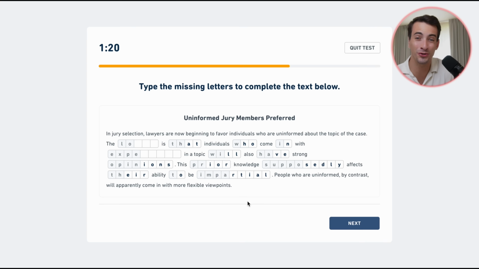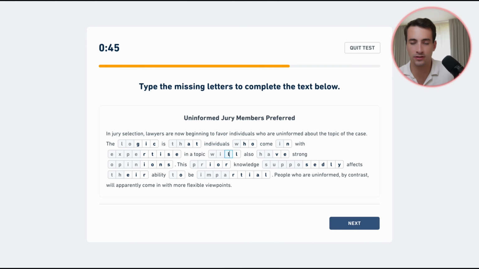All right, so there were two that I didn't get the first time. So the first is, the blank is that individuals who come in with blank in a topic will also have strong opinions. This one is logic, okay, the logic. That means the thinking behind something, the reason behind something, the logic behind something. Is that individuals who come in with, I wanted to say experience in a topic. However, the correct answer I can see now is expertise.